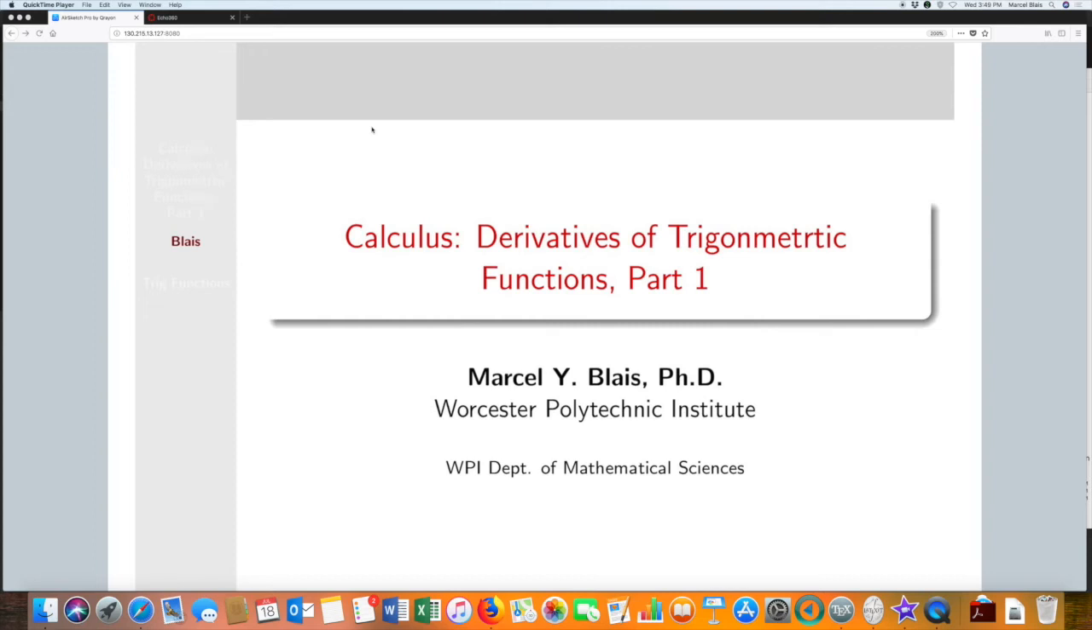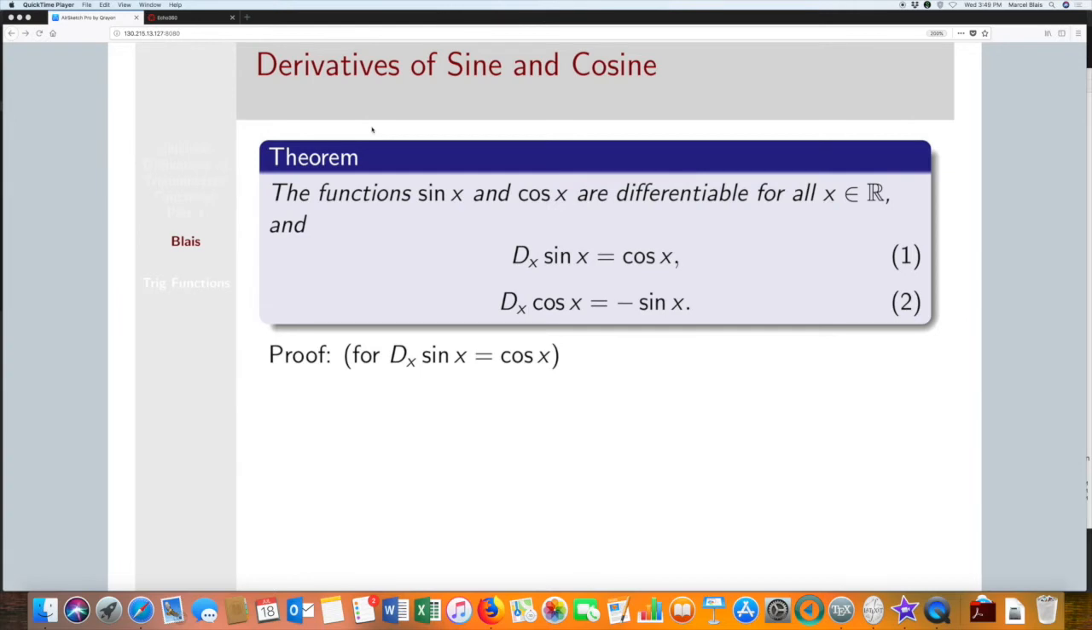In this lecture, we'll be exploring the derivatives of trigonometric functions. In this lecture in particular, we will focus on the primary two trig functions of sine and cosine. So we have a very simple relationship between sine and cosine for the derivatives. Specifically, sine and cosine are differentiable for all x in R, and you can see that illustrated graphically.